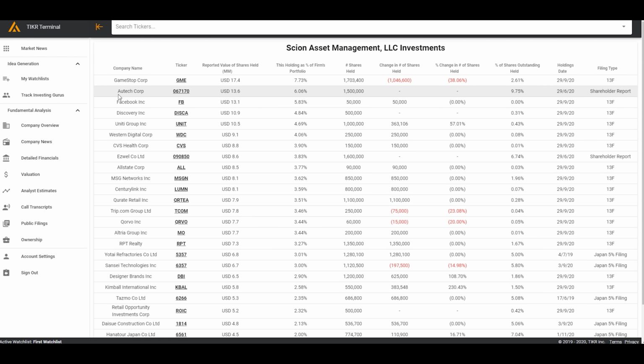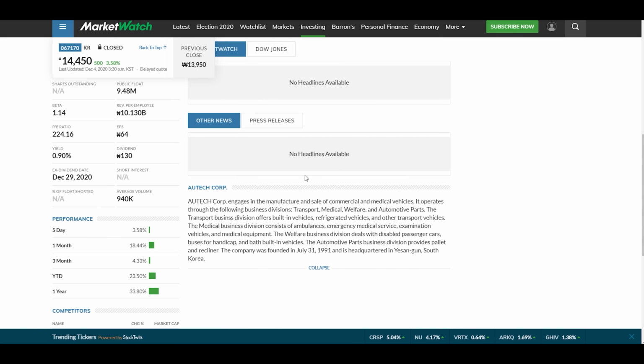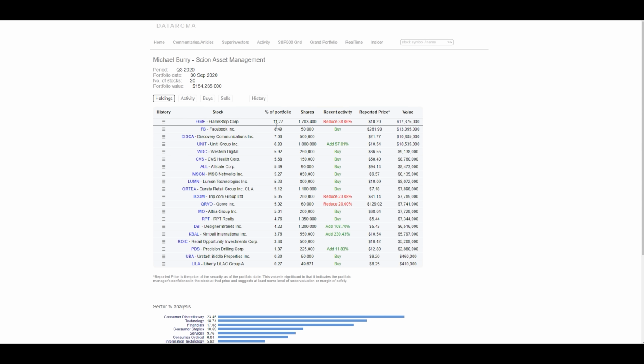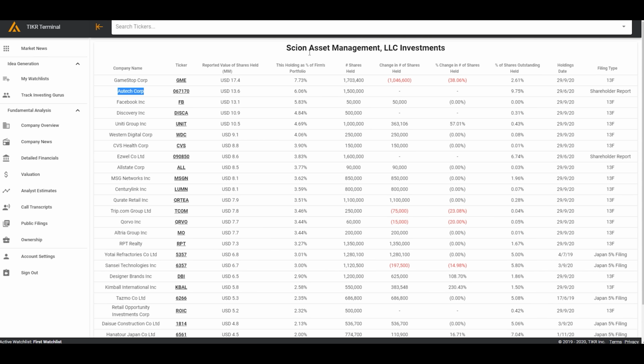So yes, that's because Autech would not show up on the 13F filing. In fact, that's come from some other source. And when you actually research it, this is Michael Burry's second biggest position. Autech is a South Korean auto manufacturer making things like ambulances and emergency medical service vehicles. So while Dataroma did miss it, because this is purely 13Fs, a company like Ticker.com actually tries to get the full story, the full picture.